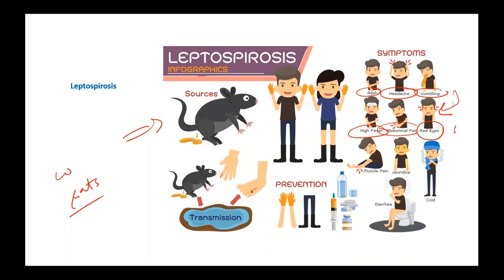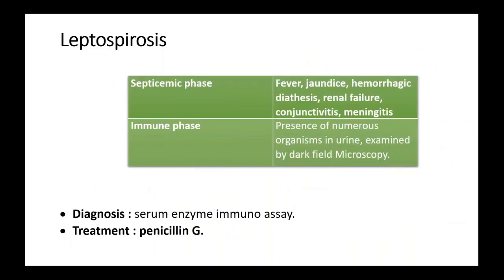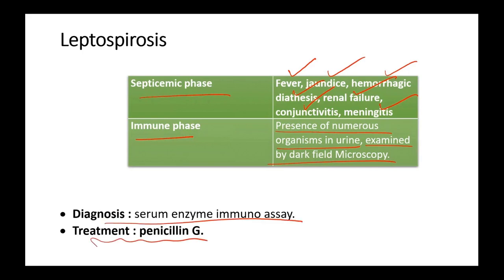Aches and pains in the muscle, and a lot of chills with diarrhea. So like I said, it's a biphasic stage. First stage, the patient will be septicemic, septic. And they can have fever, jaundice, hemorrhagic diathesis, renal failure, conjunctivitis, and meningitis. And then once they develop the immune phase, presence of numerous organisms in urine, which is examined by microscopy. Diagnosis is based on serology, and treatment is penicillin G.